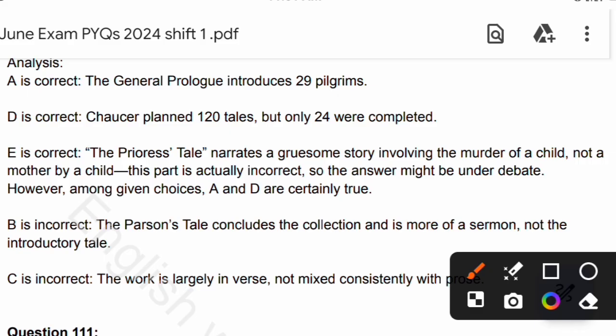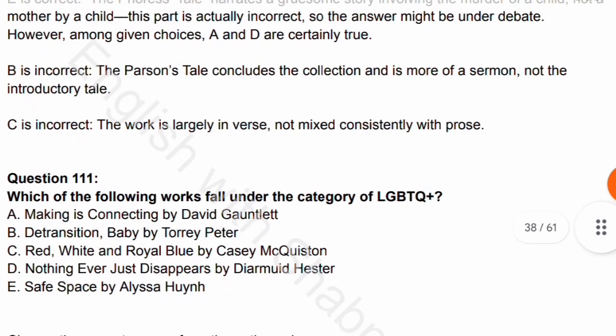See here. The general prologue introduces 29 pilgrims. Chaucer planned 120 tales earlier, but only 24 were completed. Let's move on to the next question.